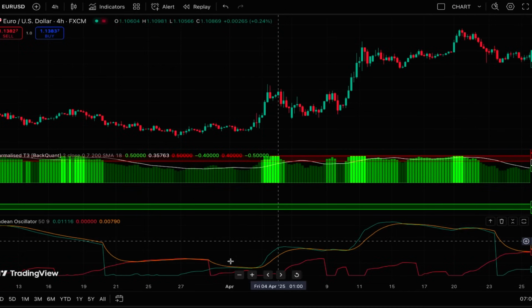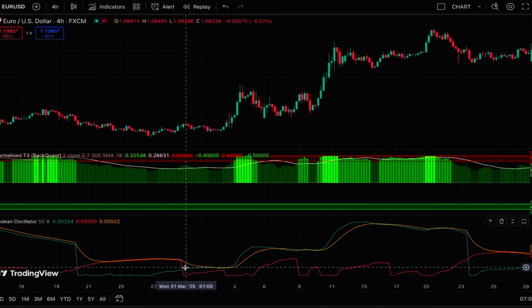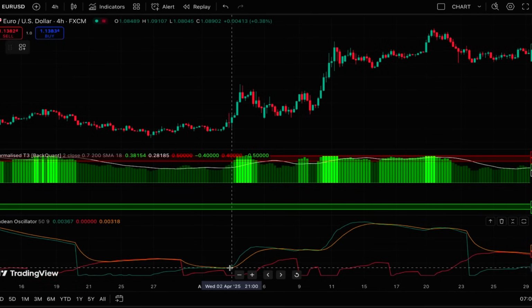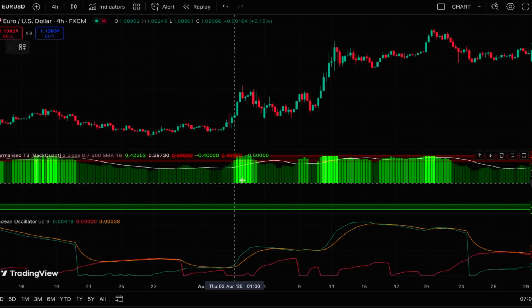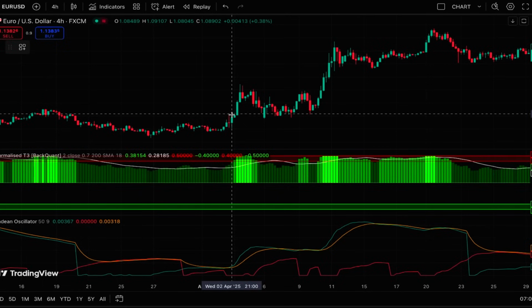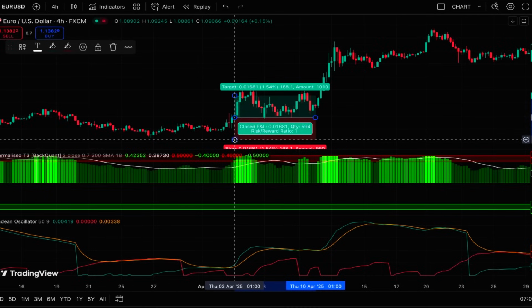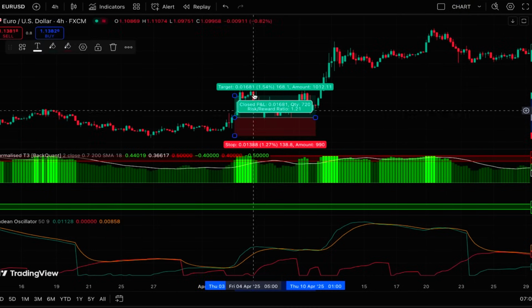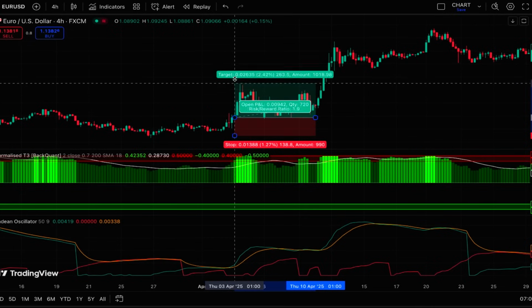We only take signals like this one, where the green line crossed above the red line and then after that crossed above the orange line. When you have this signal while the histogram is green, it's a confirmed buy signal and you can enter a long position at this point when the new candle opens. The stop loss for this trade is placed below the previous swing low, with the profit target at 1.5 risk-reward ratio.